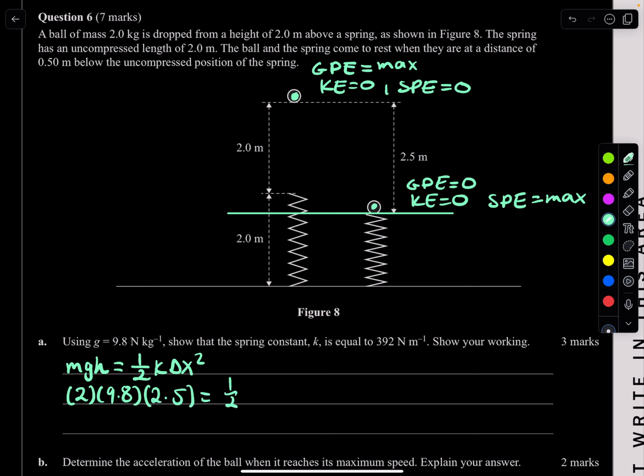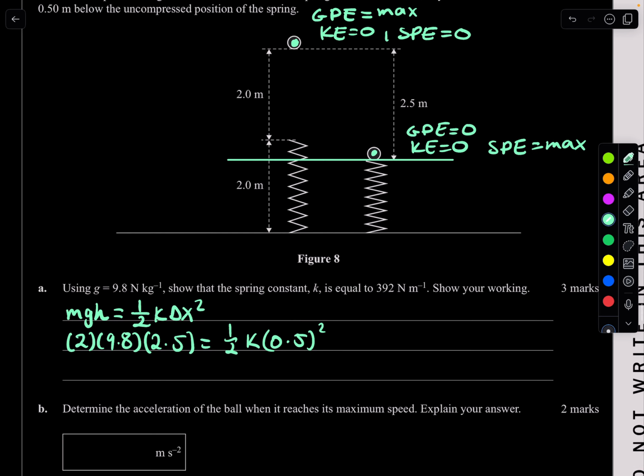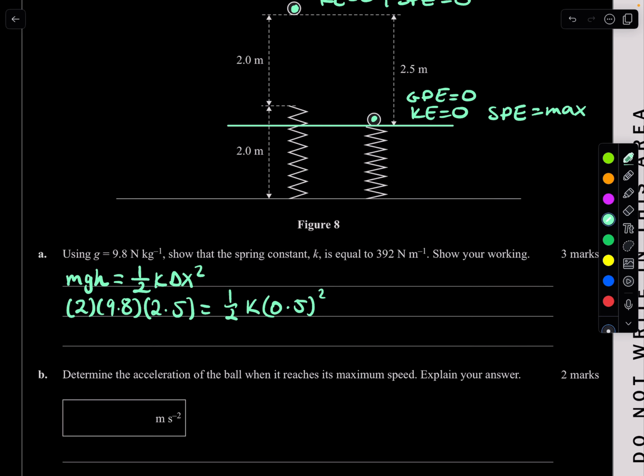It's equal to half k, and k is what we want to calculate. Your change in x squared is how much it has been compressed. We said it was compressed from here to here, which is just 0.5 squared. So calculating that, we get k is equal to 2, 9.8, 3.5.